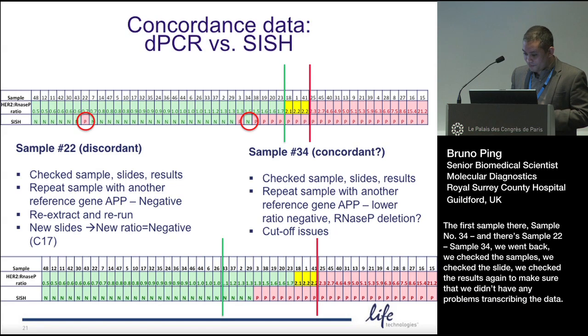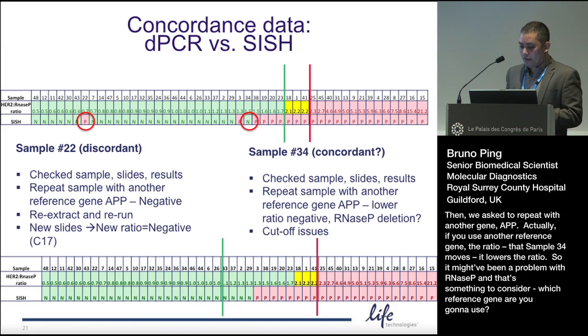So with their first sample there, sample number 34, and their sample 22, sample 34 went back, we checked the samples, we checked the size, we checked the results again to make sure that we didn't have any problems transcribing the data. And then we asked Trish to repeat with another gene, APP.